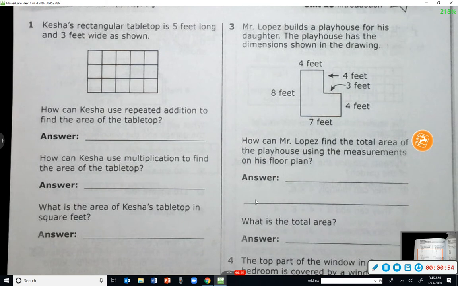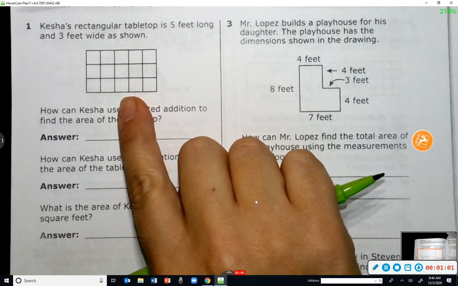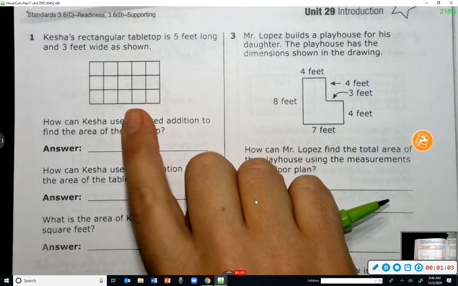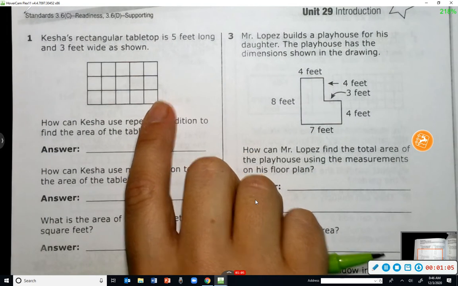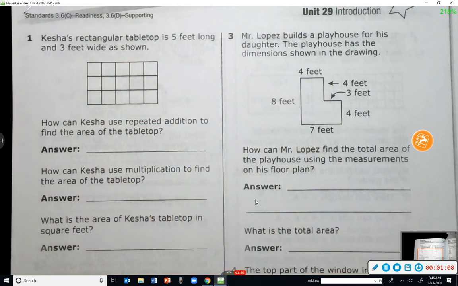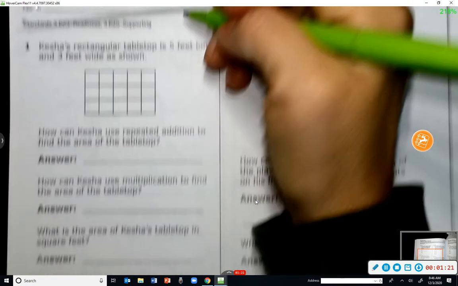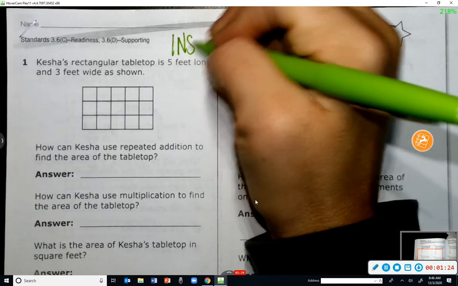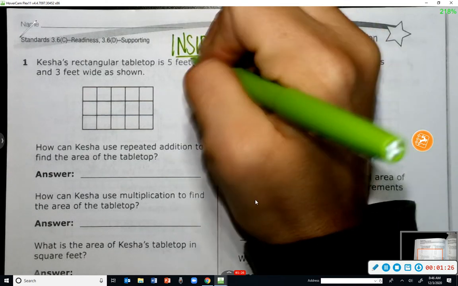Okay. I'm talking mostly just specifically about area. What have you learned? Look at this first problem right here. Can you tell me something that we would do for area on this problem? Kaylee, what did you say over there? Count the inside. So it's the squares on the inside.